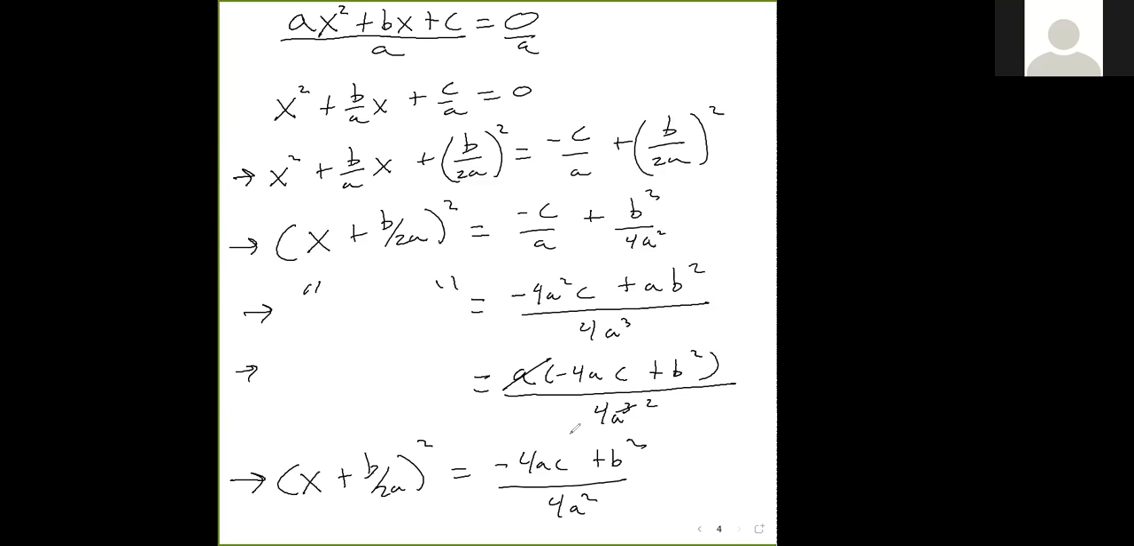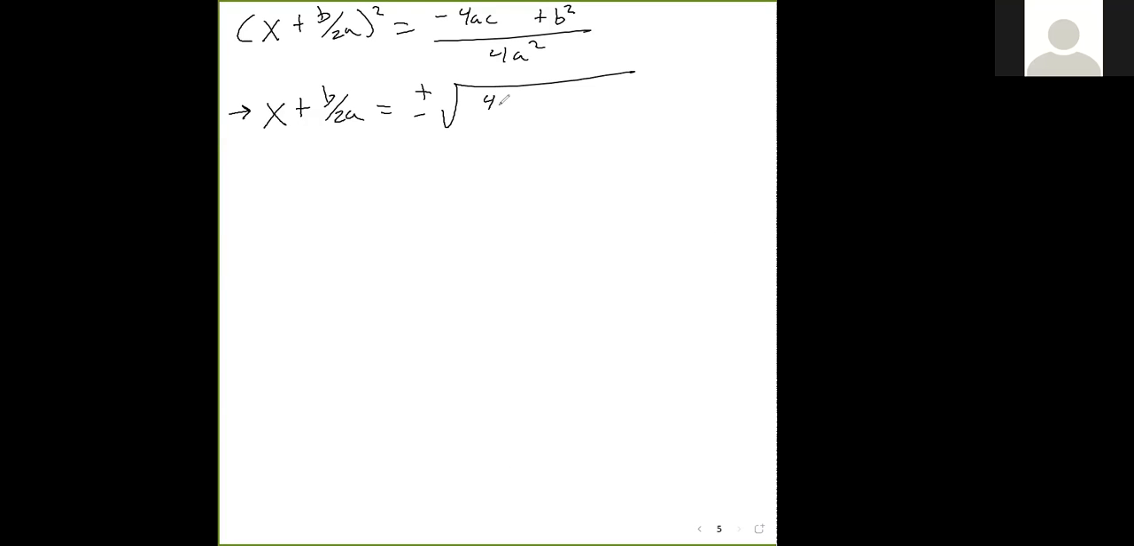I'm going to need one more whiteboard to complete this problem, but we're almost done. All right, again, we were at x plus b over 2a squared equals negative 4ac plus b squared over 4a squared. Now, take the square root of both sides. So I got x plus b over 2a. Don't forget that plus or minus. 4ac plus b squared over 4a squared.